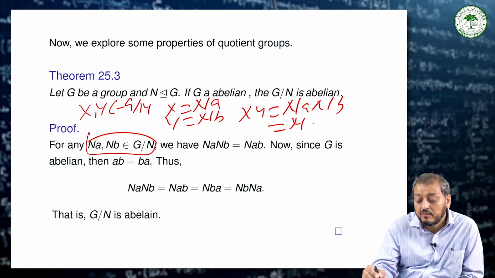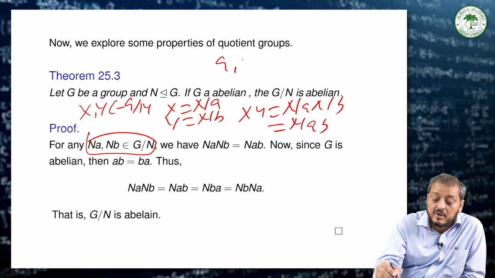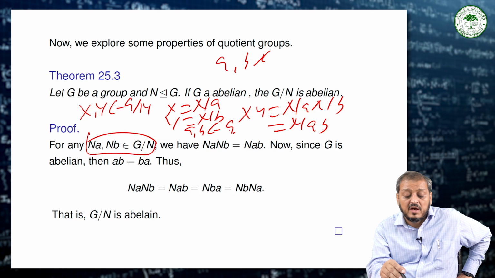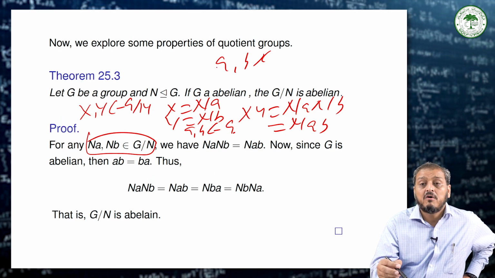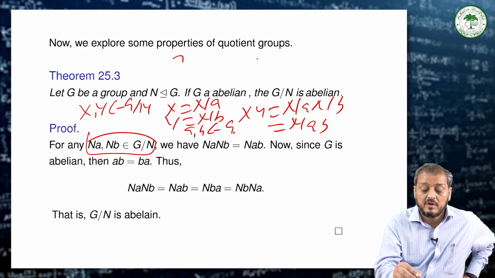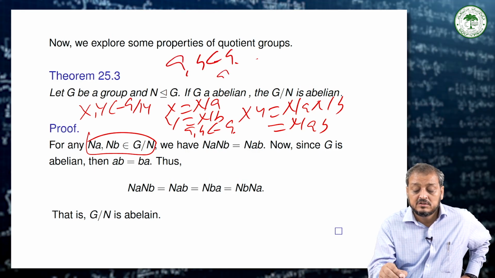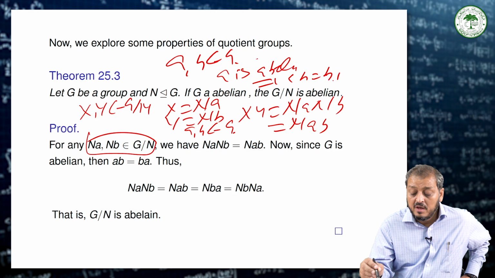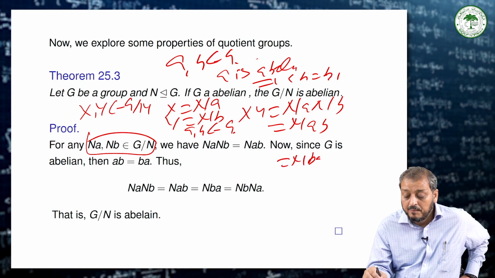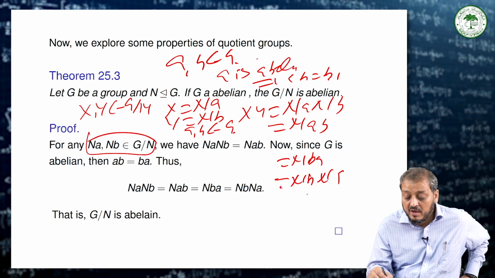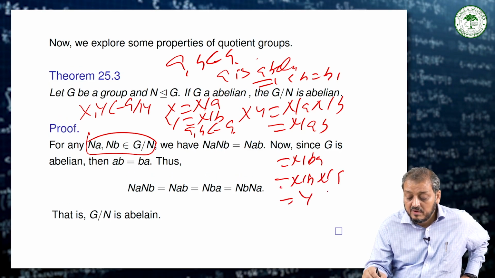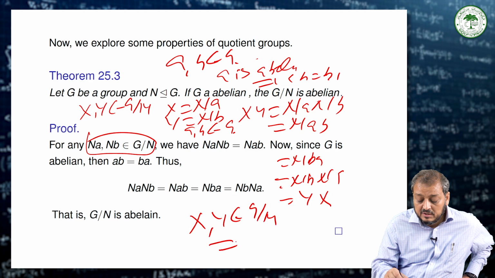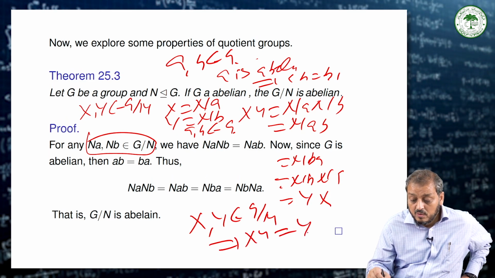This can be written as n of ab by the property. Now a and b are elements of G, and G is abelian. So this implies that ab is equal to ba, and this can be written as n of ba, which is nb times na, that is y times x. So ultimately we have shown that if x and y are elements of G by n, then xy is equal to yx.